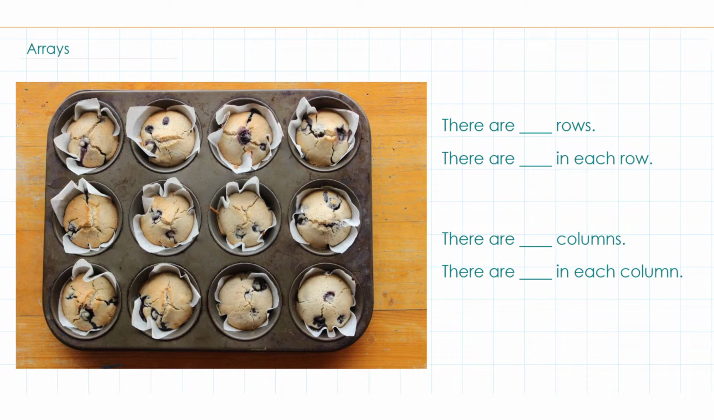Yes, it is. So you can see a baking tray there, and you can see there's muffins. Can you see how it's an array? Because there's the same number in each row. And there's also the same number in each column, isn't there?